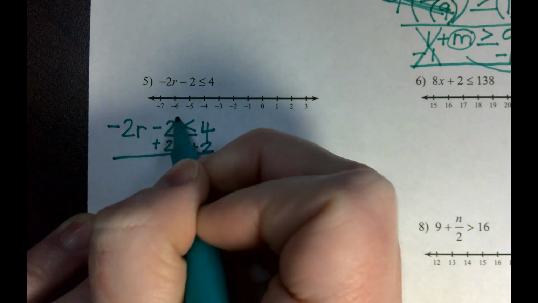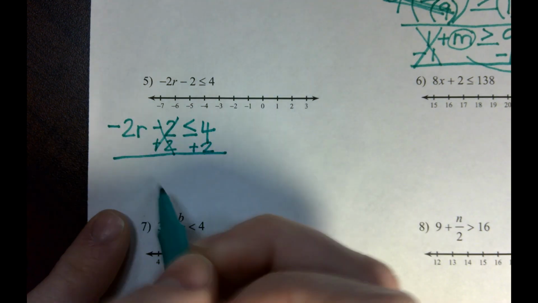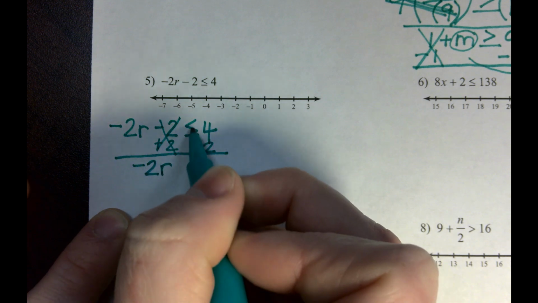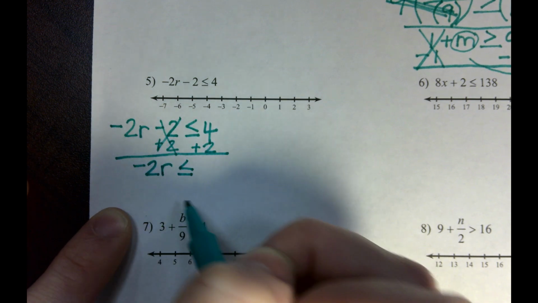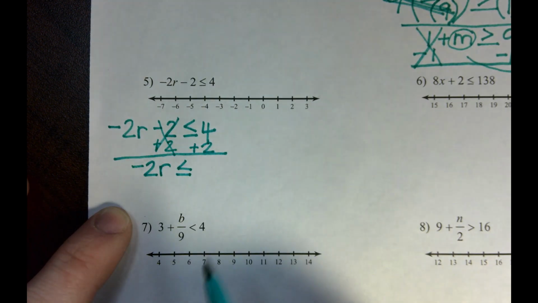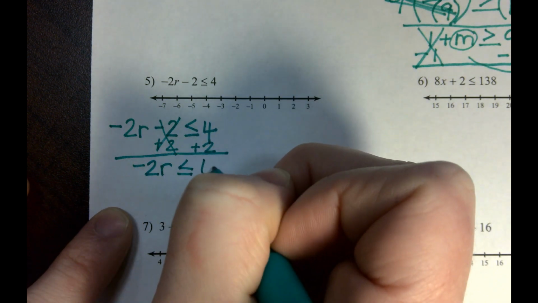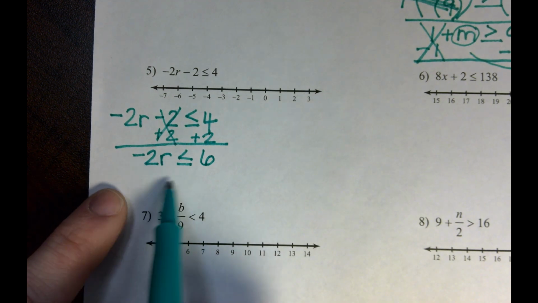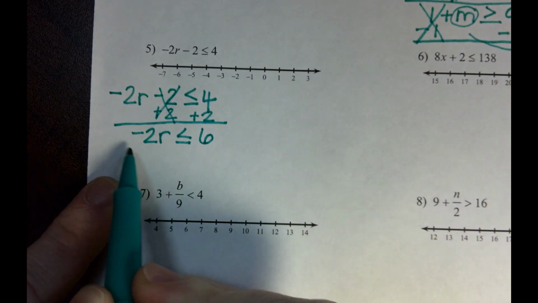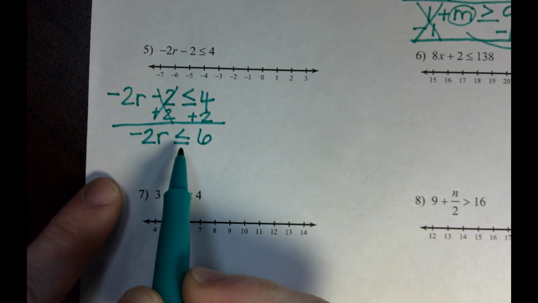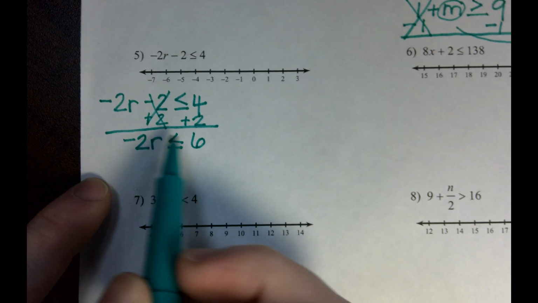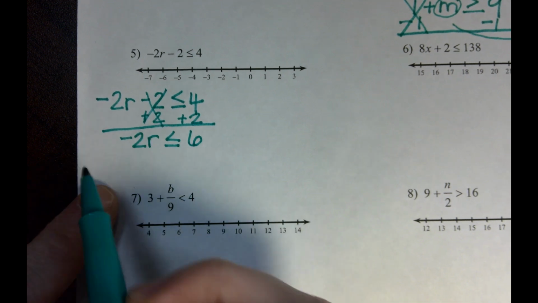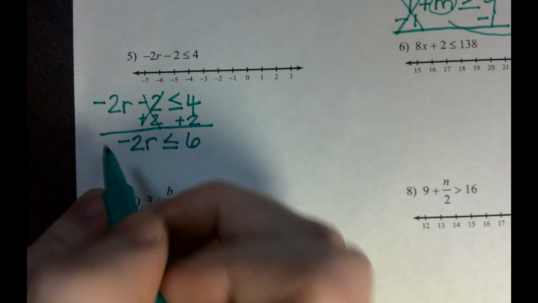Okay. The 2s cancel, and I'll bring everything down. That's negative 2r is less than or equal to 6. Good. So here is the step that we're talking about. Now I have negative 2r is less than or equal to 6. And to get r by itself, I need to divide by negative 2 on both sides, right?